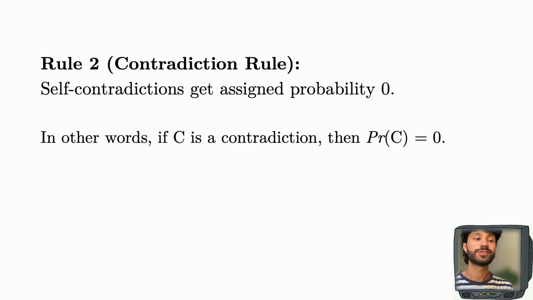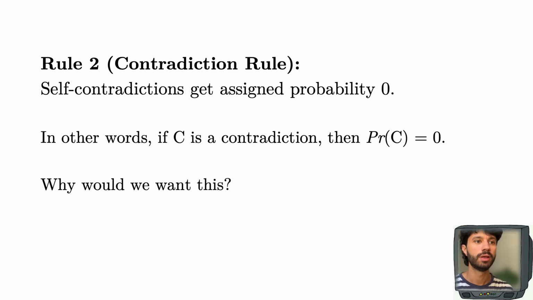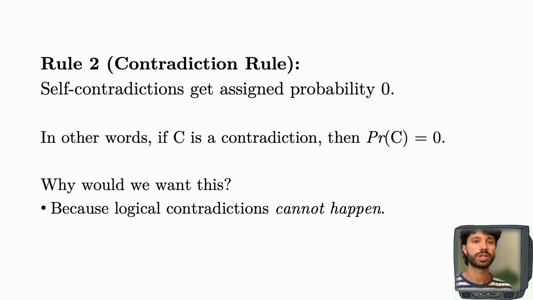So in other words, if C is a contradiction, then the probability of C is equal to 0. And again, why would we want this? Well, because logical contradictions cannot happen. Let's see this in the probability space.